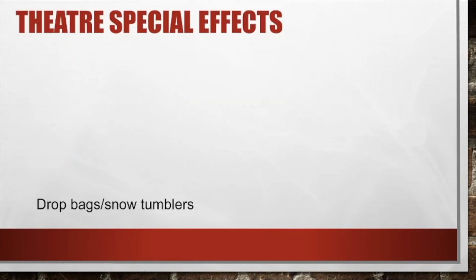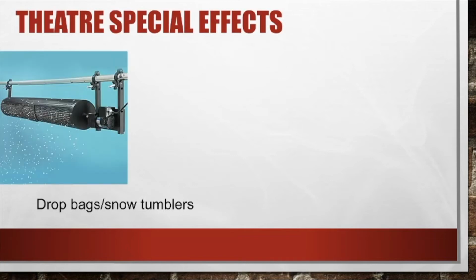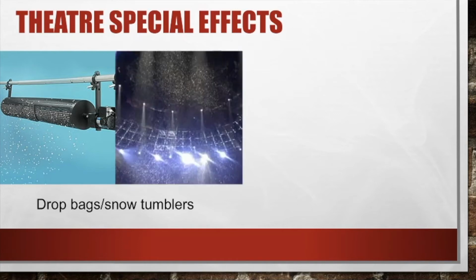We're going to start off with something called a drop bag, also known as a snow tumbler. Now that looks like that. And what happens is that gets rolled about and it's got something inside that they want on the stage and it falls out in bits to give the effect. So in this case, it's snow. They could use it with rain or something else falling as well.